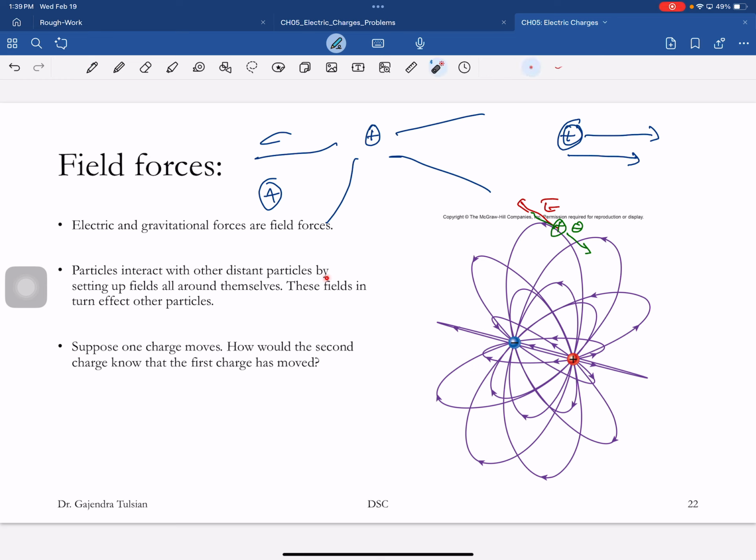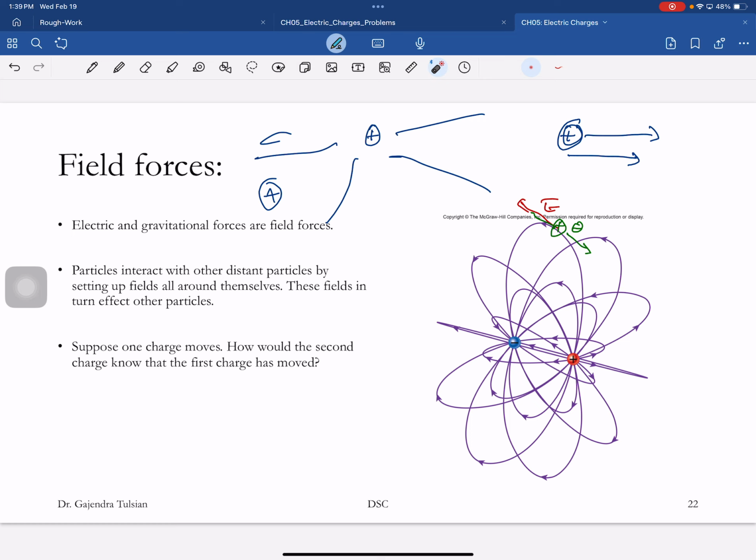Particles interact with other distant particles by setting up fields all around them. These fields in turn affect other particles. So this particle is feeling the field. It doesn't care what created the field. It could be one particle that created the field, a million particles that created a field. It doesn't know and it doesn't care.